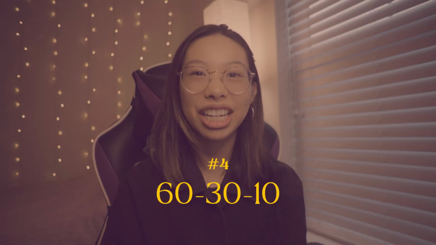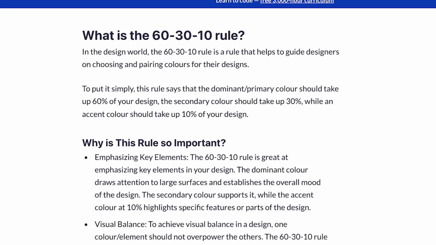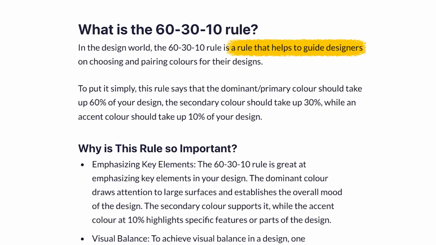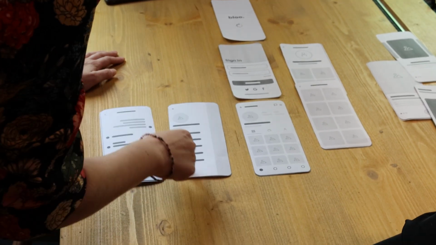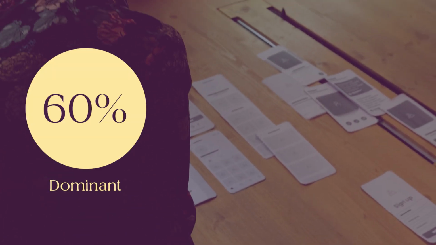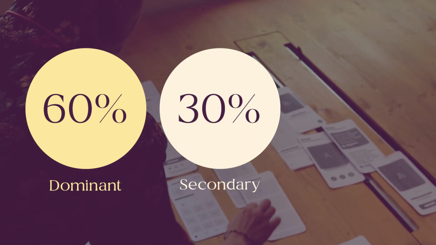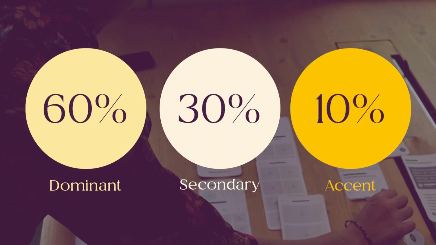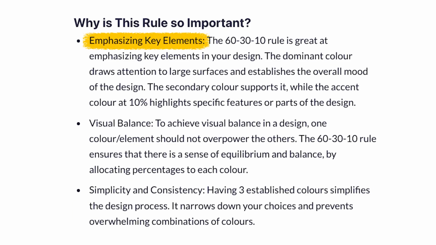Number 4, 60-30-10. The 60-30-10 rule is a great way to guide us as designers to choose specific colors for our designs, specifically in UX UI. In this case, you will have 60% of your design using your chosen dominant color, 30% using your secondary color, and 10% using your accent color. By doing so, you can create emphasis on key elements, balance your visual designs, and develop consistency.